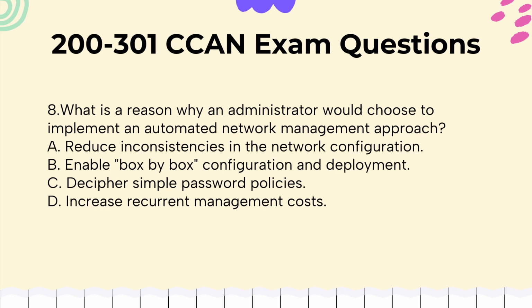A. One of the primary reasons for implementing an automated network management approach is to reduce inconsistencies in network configuration. Manual configuration processes are prone to human error, resulting in configuration discrepancies across devices. Automation helps ensure consistency by applying standardized configurations across the network, reducing the likelihood of misconfigurations and improving network reliability and security.